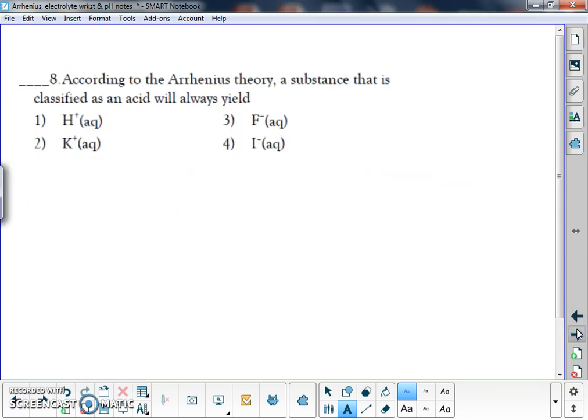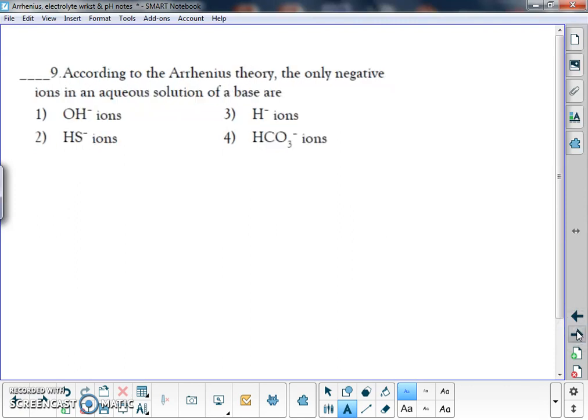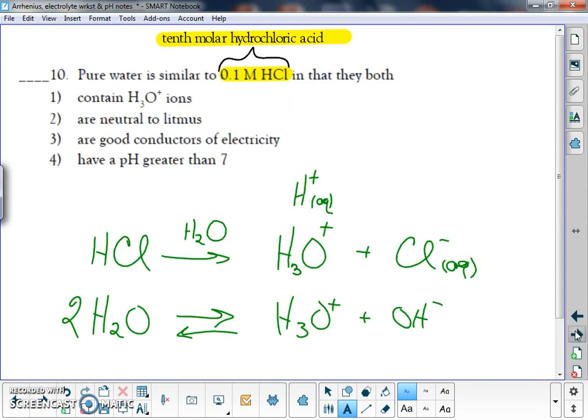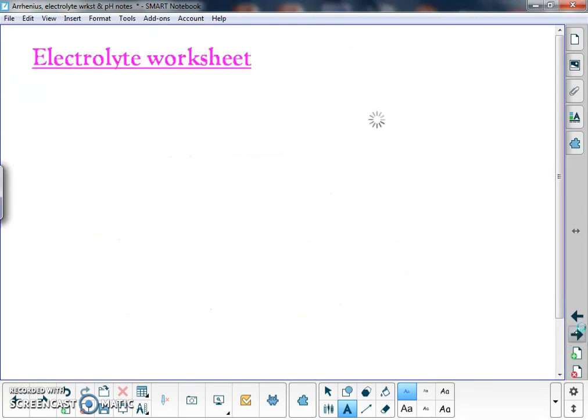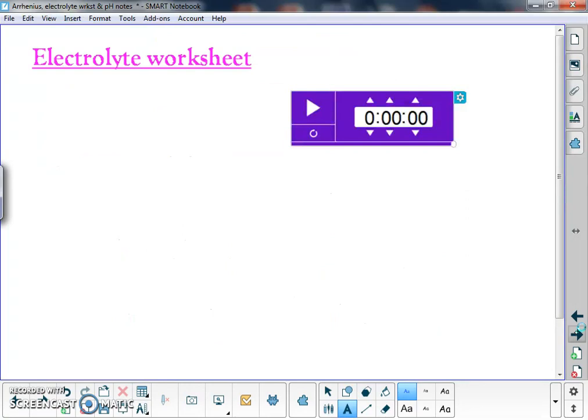Number 8, 1. Number 9, 1. Number 10, both pure water and 10th molar hydrochloric acid, both will have hydronium ions, number 1. Not to the same degree, but they will both contain them. So how'd you do? So now you have the electrolyte worksheet. That too should take you about 6 minutes. Give it a shot.